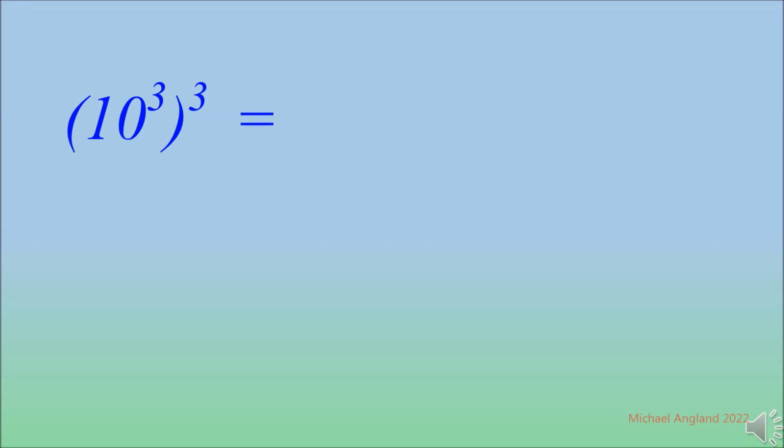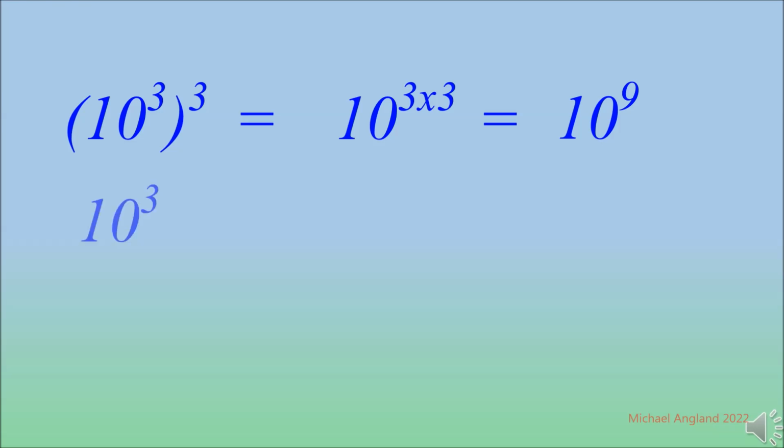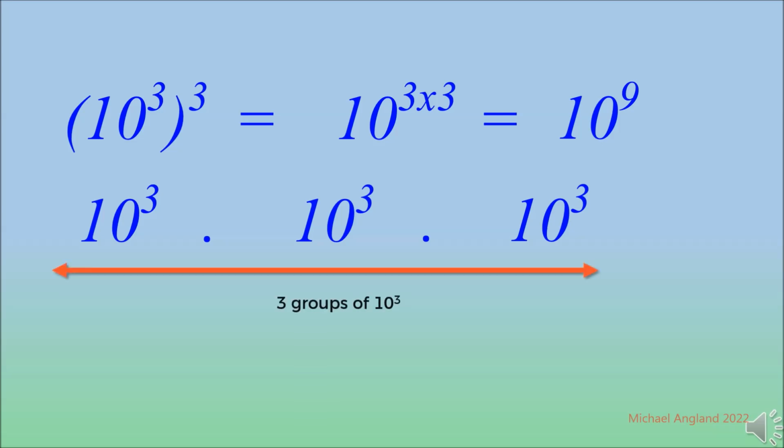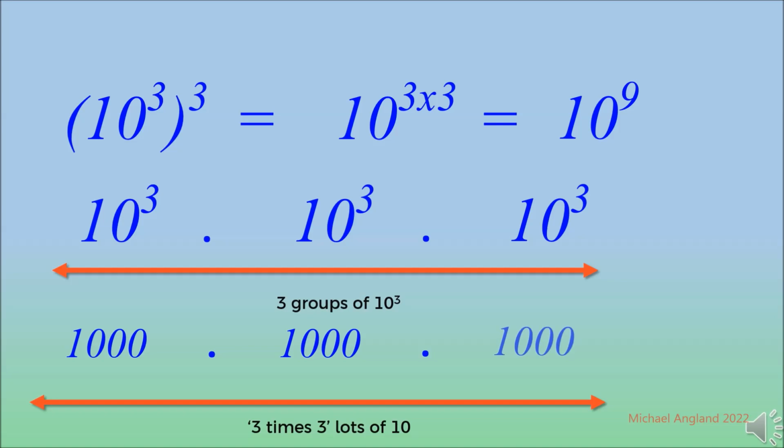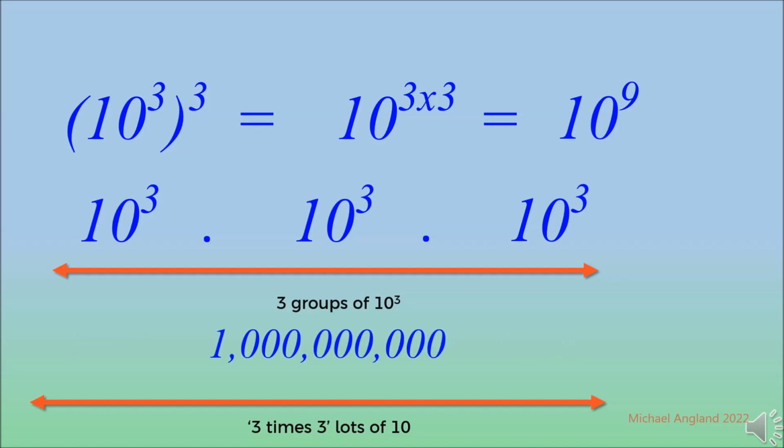Here's an example. 10 cubed, that is 10 to the power of 3, all of that to the power of 3. According to the last slide, that is 10 to the power of 3 times 3, which is 10 to the power of 9. So let's check that. 10 cubed is simply 10 cubed times 10 cubed times 10 cubed. 3 groups of 10 to the power of 3. That's equal to, each of those groups is 10 times 10 times 10, and we have 3 of those. So that's 1,000 times 1,000 times 1,000, which is 1 billion. That's a 1 followed by 9 zeros, which indeed is 10 to the power of 9.